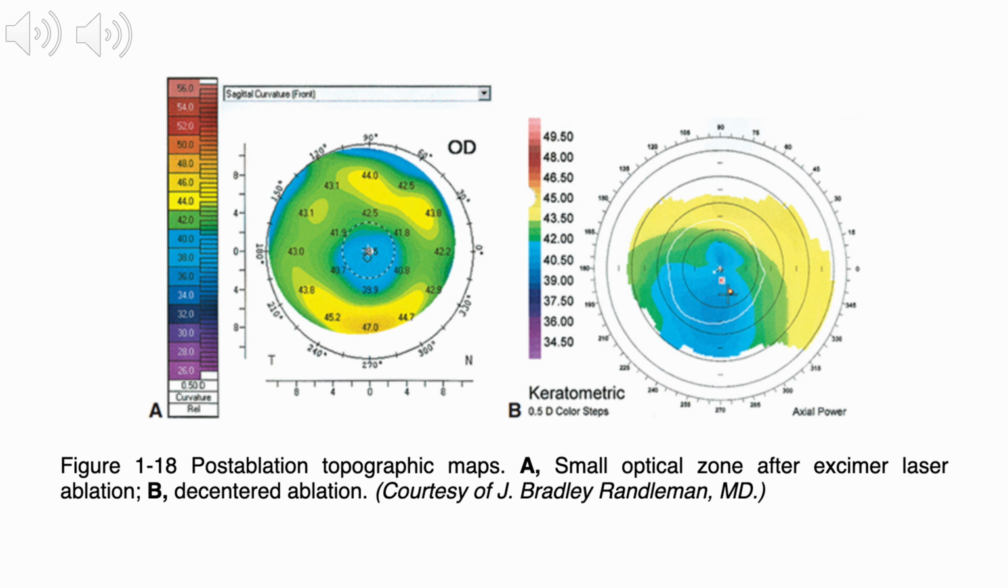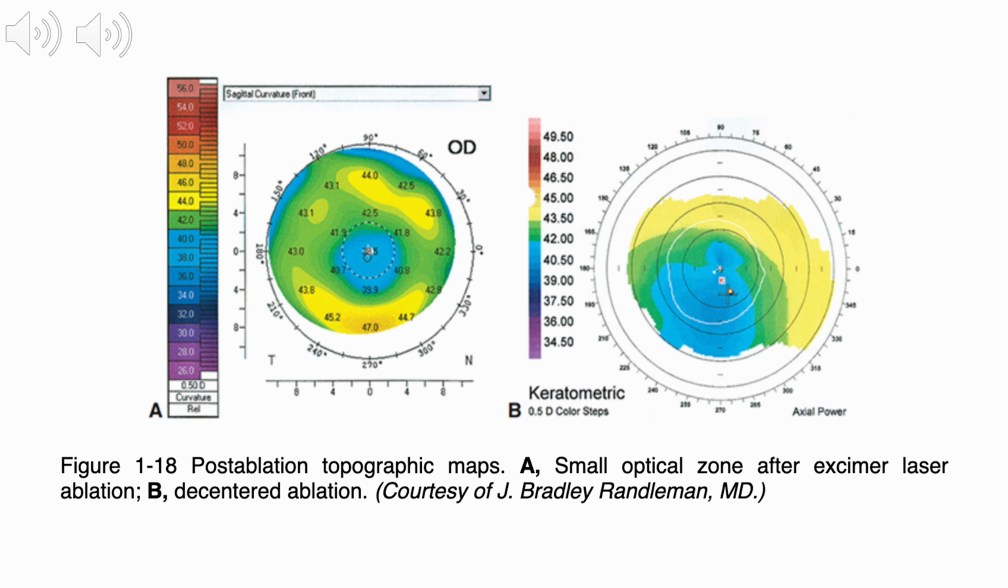The key issue here is that the optical zone is smaller than the functional pupil, especially in mesopic or scotopic conditions. When the pupil expands beyond the treated area, light passes through the untreated, steeper peripheral cornea, which can lead to halos, glare, and reduced night vision.